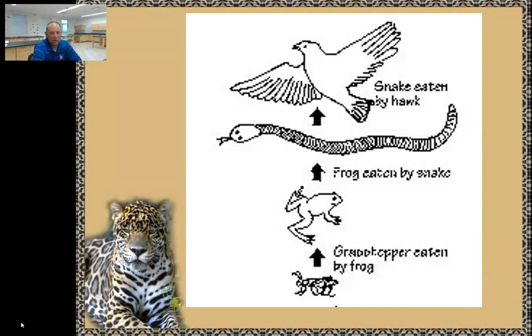Here we can see a good food chain. We start out with the grasshopper that's eaten by a frog. The frog gets eaten by the snake, which gets eaten by the hawk. And that's just a straight line.